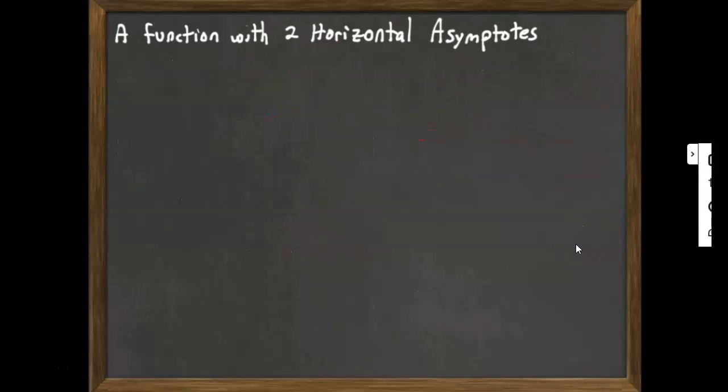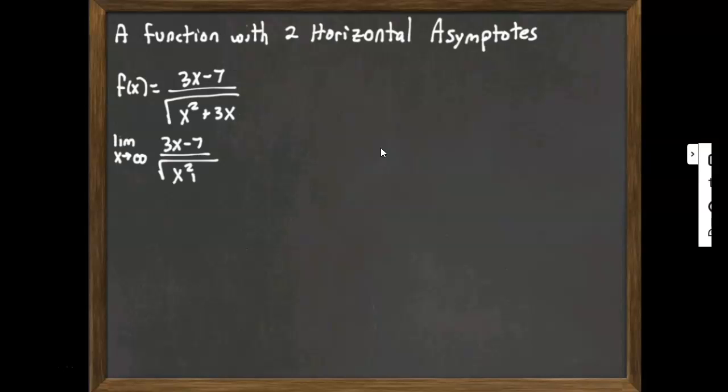But now we're going to look at an example of a function that actually has two horizontal asymptotes. And it's a function that involves a radical. So 3x minus 7 over the square root of x squared plus 3x. We're going to begin by looking at the limit as we go to positive infinity and see what that approaches. And then we'll turn around and look at the limit as we go to negative infinity. We're going to see that it actually approaches something different.